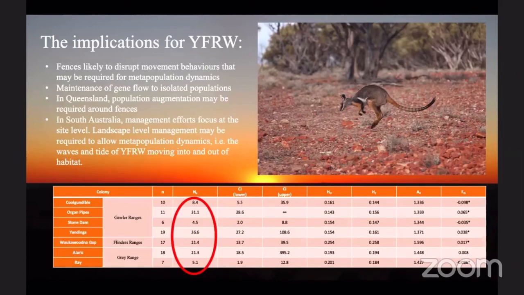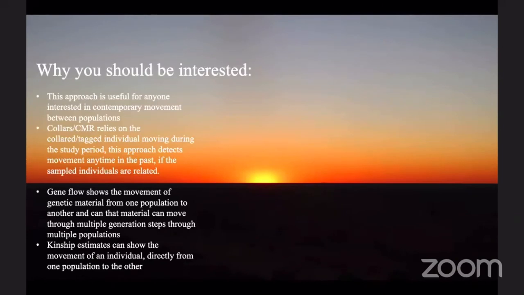Yeah, so that's pretty much it as far as the case study of yellow-footed rock wallabies goes, but I just wanted to talk quickly about why this approach is applicable in a broader wildlife management setting. This approach would be interesting to anyone that's interested in contemporary movement of individuals between populations, whether that's pigs up and down valleys, deer between ranges, fish between streams.